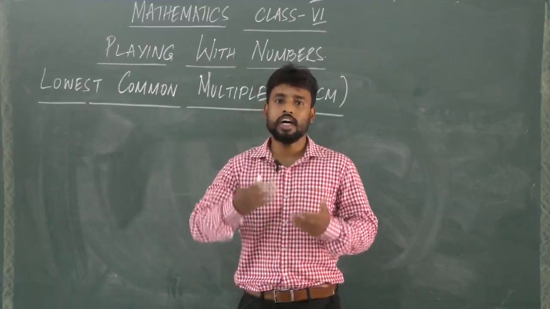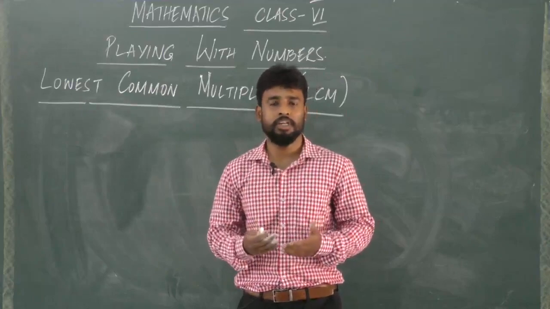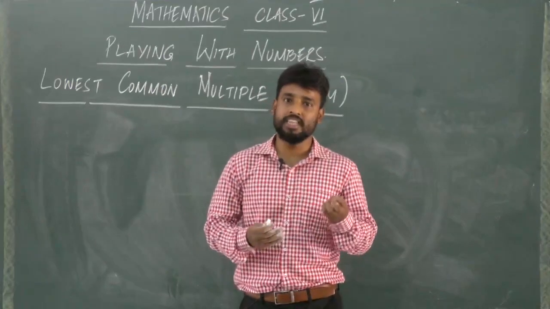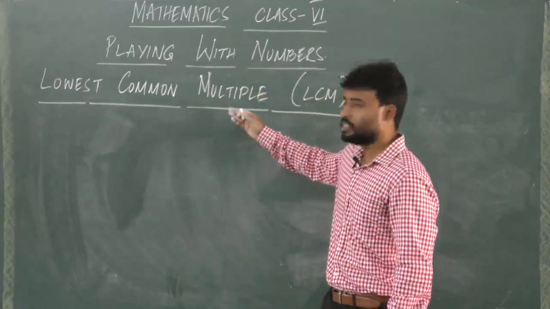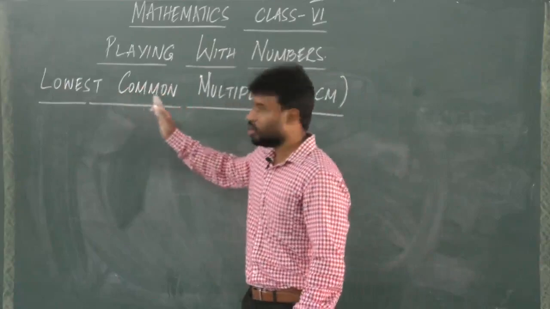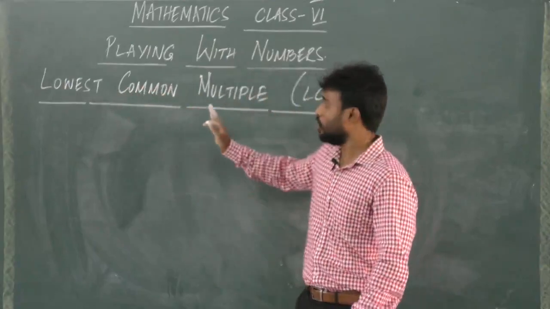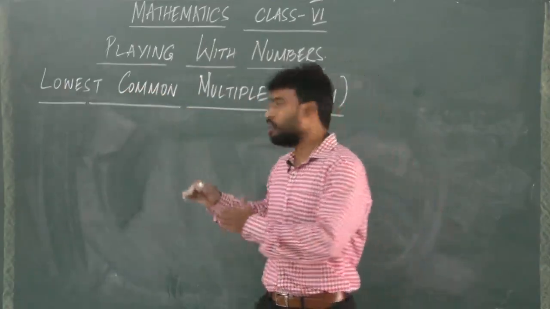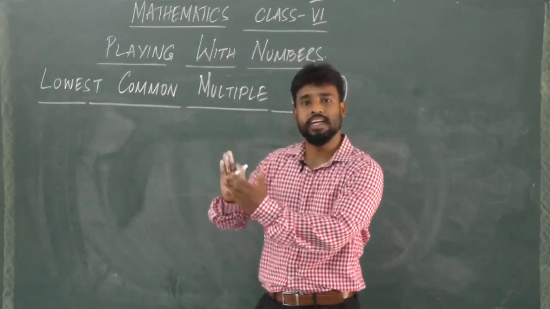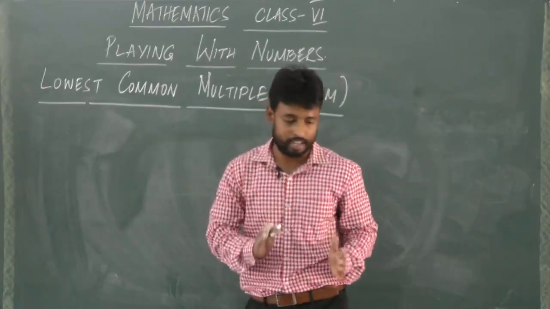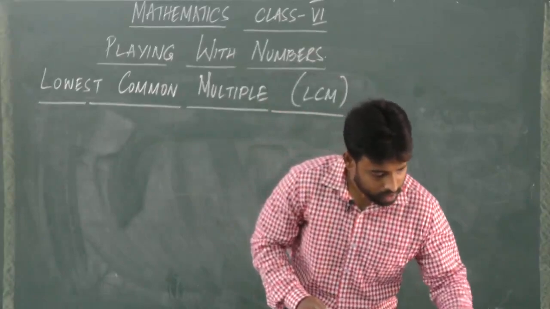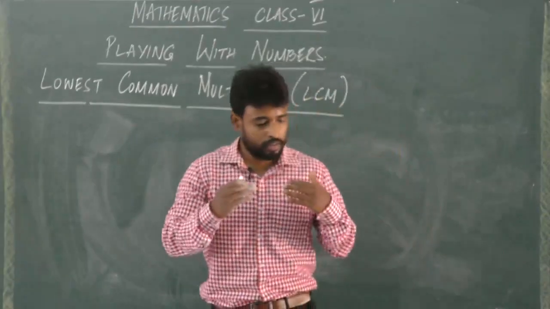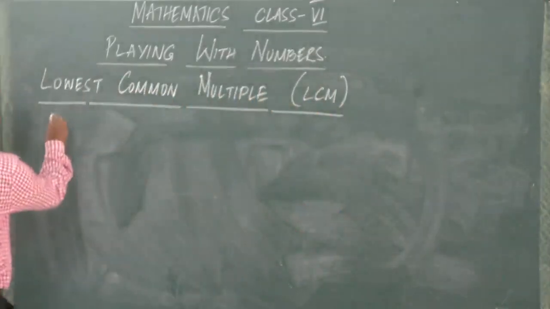We have already learned the definition of multiple, and we know that it is a number which is divisible by a given number. Now let us understand lowest common multiple with the help of these three terms taken separately. For example, we have 4 and 6.